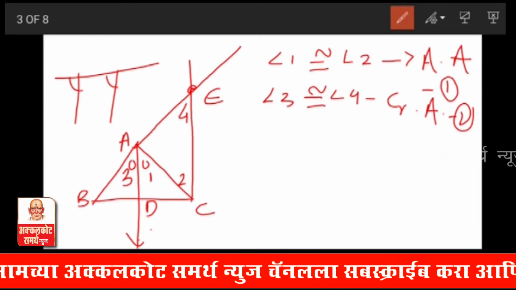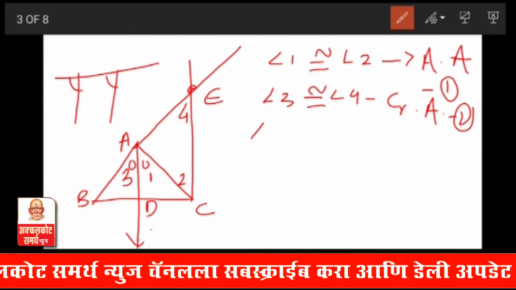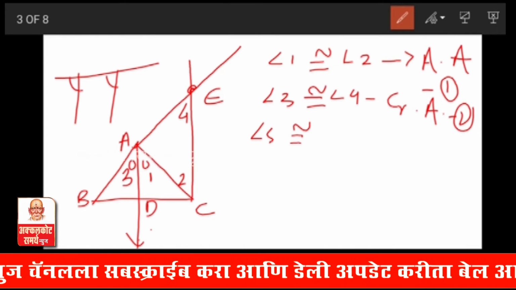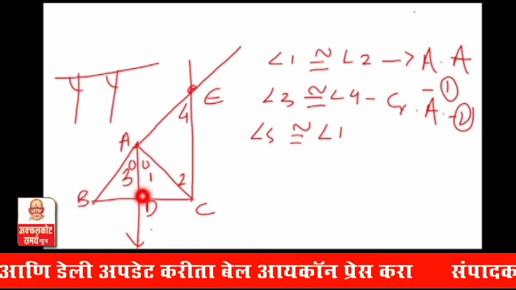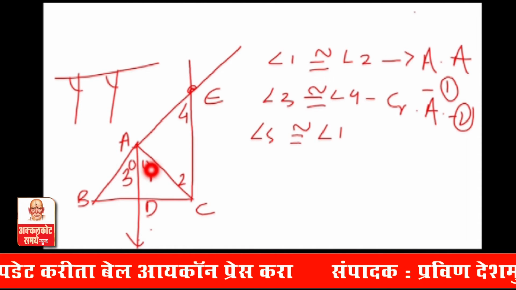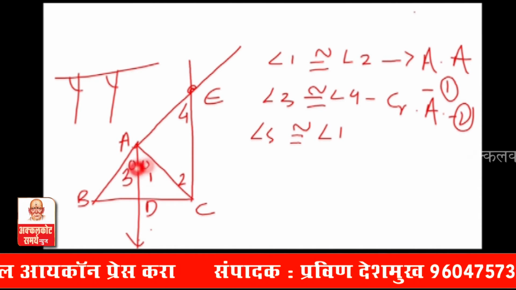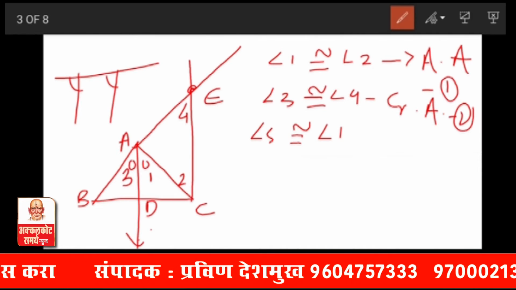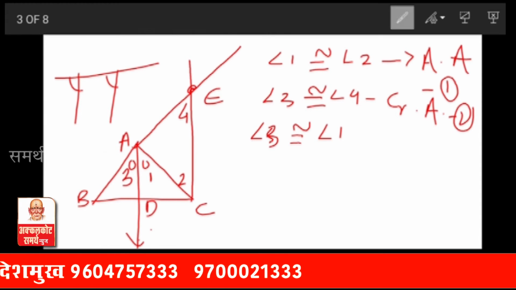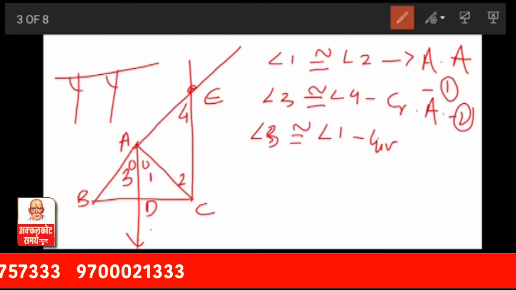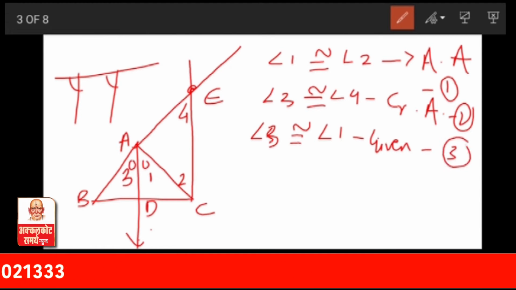But see, originally in the problem we have angle 3 congruent to angle 1. Why, children? Because AD is the angle bisector, they told. Meaning this angle and this angle must be congruent. So 3 and 1 are already congruent here. We can take this as given, and this will be your equation 3.